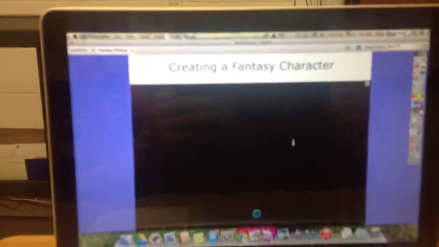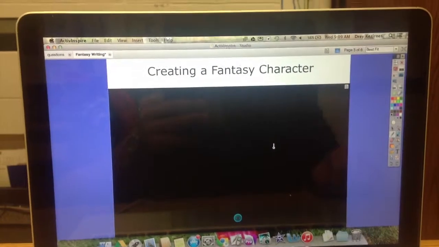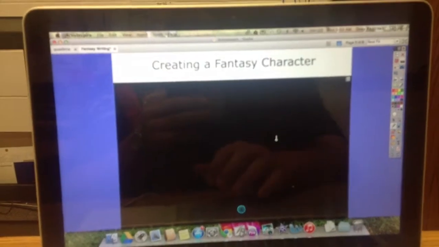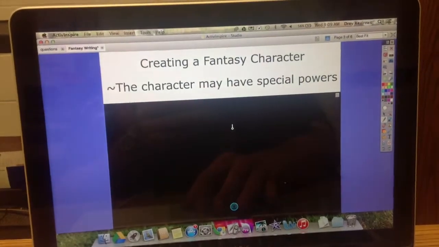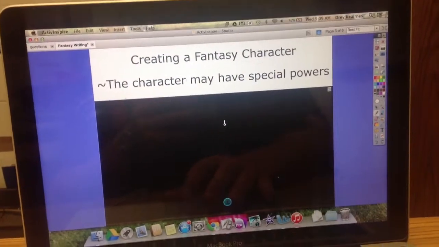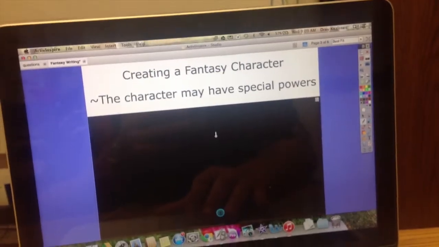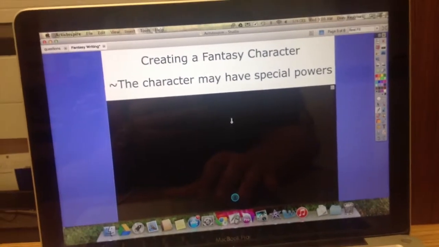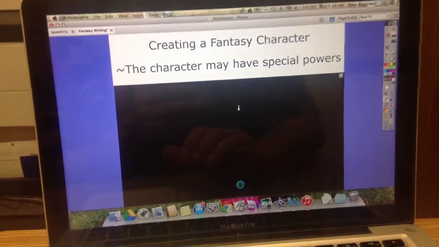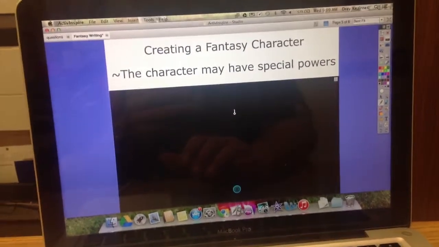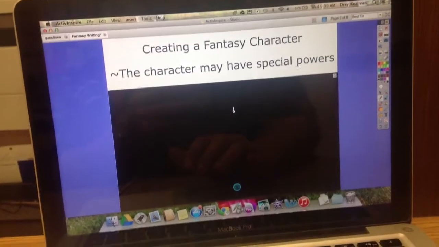Alright, so, as you may expect, when you're creating a fantasy character, there are some guidelines that we'll need to follow. The first guideline is that your character may have special powers. You need to give this character an element of the fantasy stories. Yesterday we talked about how fantasies contain things that can't really happen in the real world, like magic or talking animals.